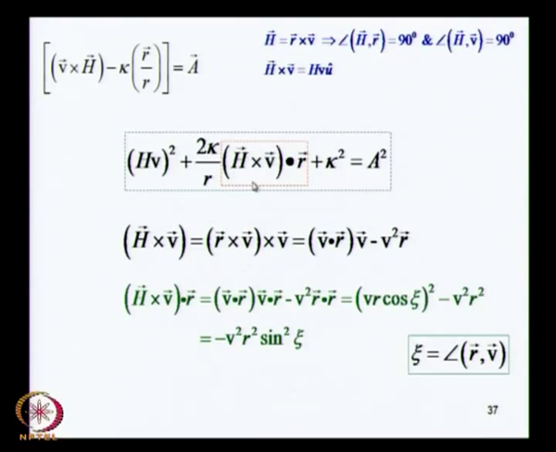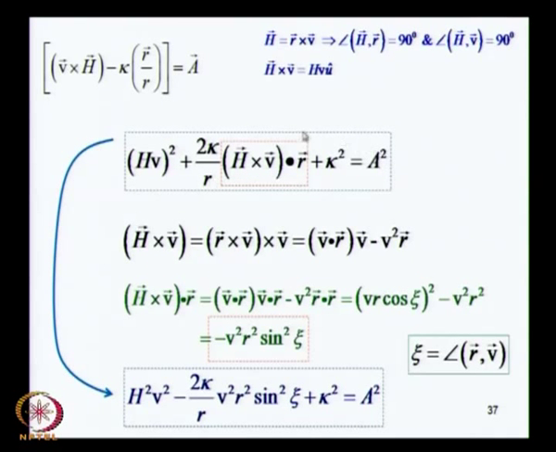So, let us simplify this equation, which has got h v square in the first term. In the second term you have 2 kappa over r, there is a plus sign, but this h cross v dot r has got a minus sign over here. So, the result is minus 2 kappa over r, which is this coefficient here, and then the v square r square sin square xi, and this kappa square comes here, and then you have got the a square on the right hand side. So, there is no new analysis, it is just a rearrangement of terms.